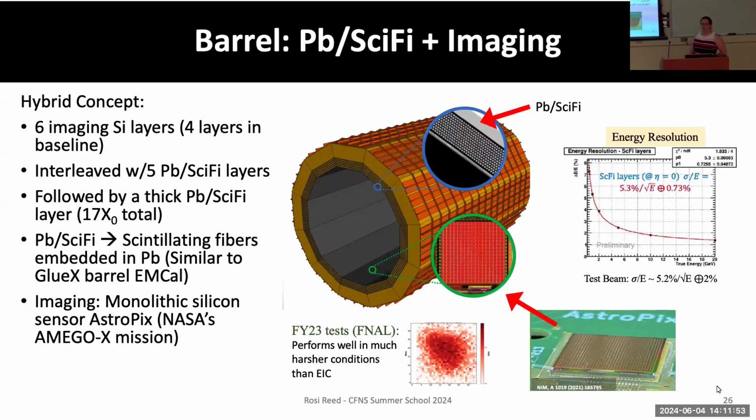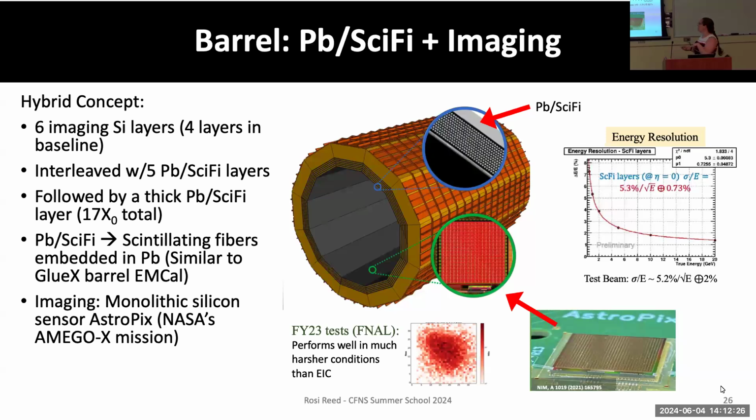So the barrel will be a lead scintillating fiber imaging calorimeter. Essentially we have 6 imaging silicon layers. There are 4 layers in our baseline measurement. For this baseline detector, there's still some work going on in precisely how the whole thing will be put together. This is interwoven with your lead scintillating fiber layers. In this case, you use silicon to image, much like a tracking detector, to image where the particle is.